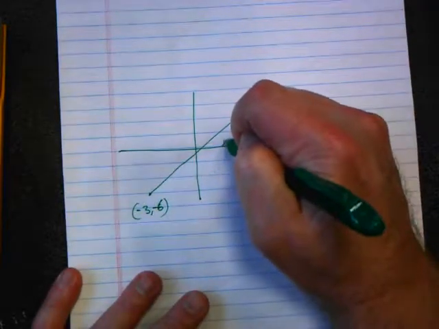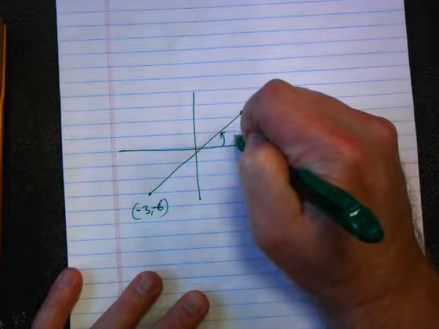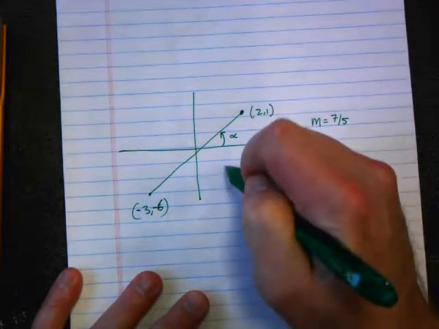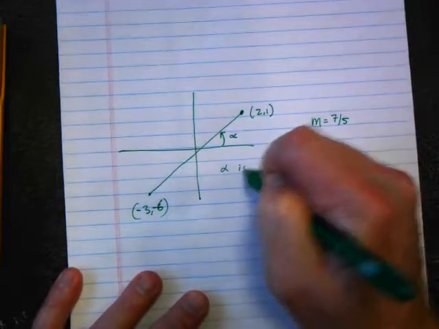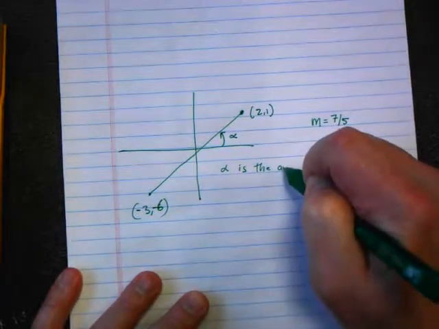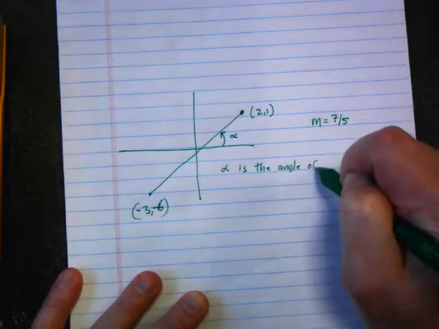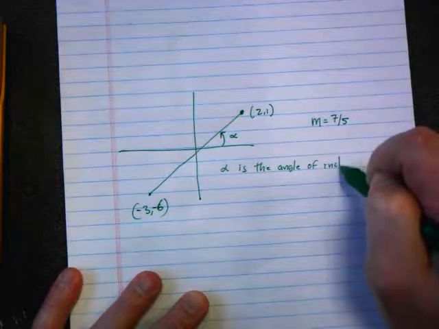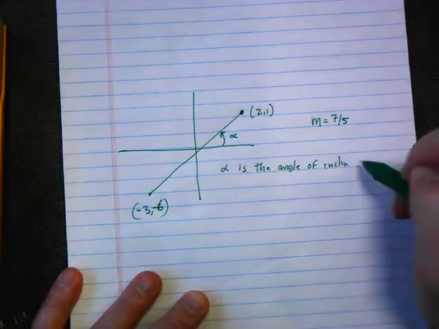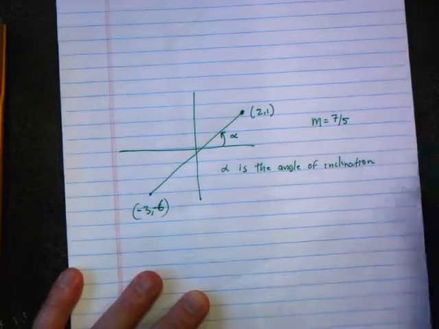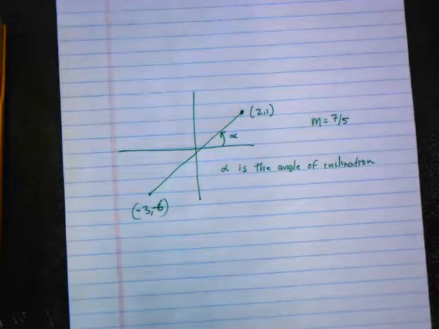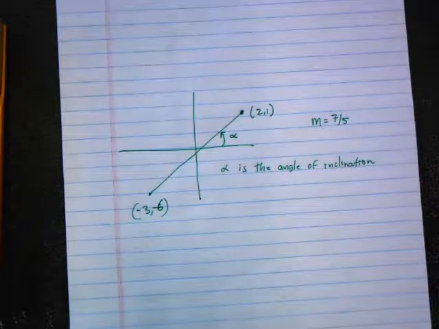This angle right here is called alpha, and alpha is the angle of inclination. Inclination. I don't know if I spelled that right or not. That's right. How do we find that angle?